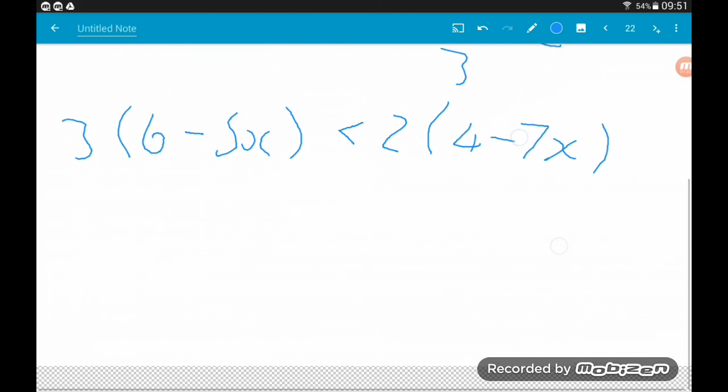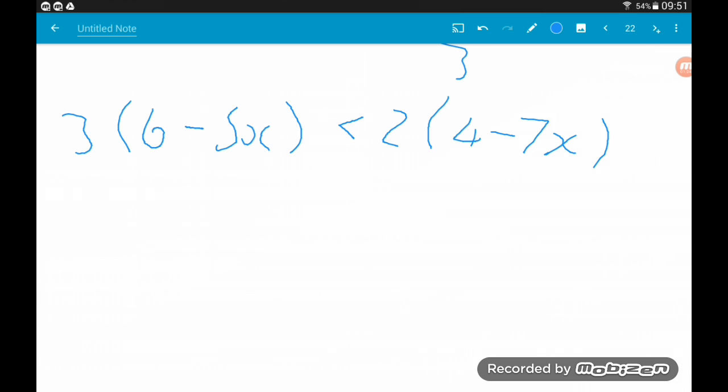Now we just expand. So 3 lots of 6 is 18. 3 lots of minus 5 is minus 15. So on the left we've got 18 minus 15x is less than 8 minus 14x, like that.